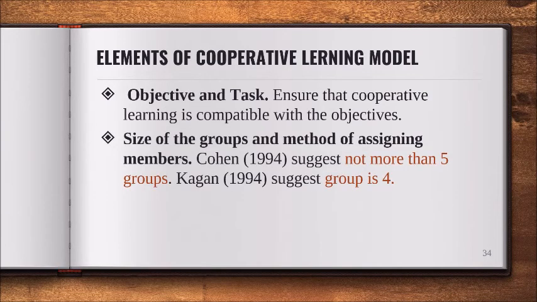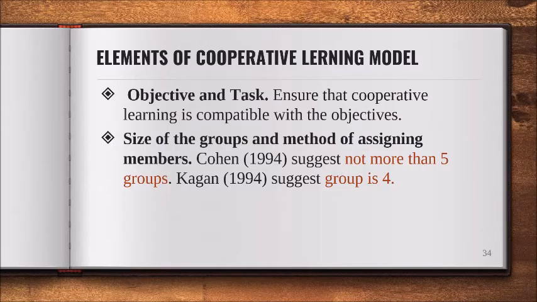And also, the size of the groups and method of assigning members. Ayan. Sabi ni Cohen, dapat yung grupo na bubuin sa loob ng klase ay 5 grupo lang or hindi siya lalampas sa 5 grupo. And sabi naman ni Kagan, suggest that the group is only 4. Ayan. Depende naman kasi yan sa bilang ng mga estudyante sa loob ng isang klase kung ilang grupo ba ang bubuin ninyo, okay, sa isang klase at kung ilang miyembro sa bawat grupo.